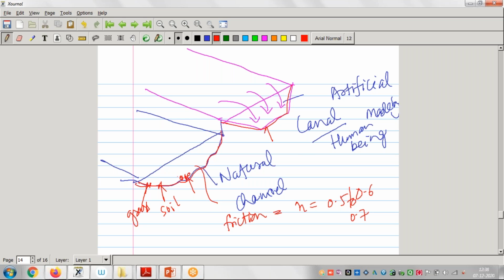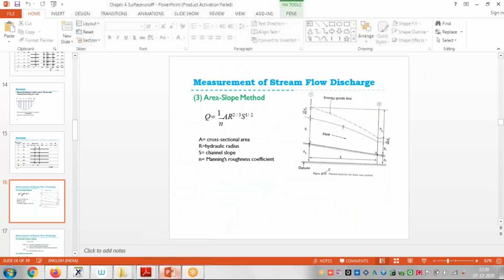So here the bed will be smooth. It will have a smooth bed, right? So here the n value will be very small, like 0.1 or 0.05 or maybe 0.04, likewise. So this n value depends on the material which is present or the physical condition. That's why this is called a coefficient. So once we know all this, we can calculate the discharge over the river.